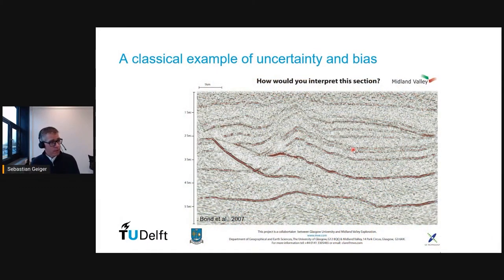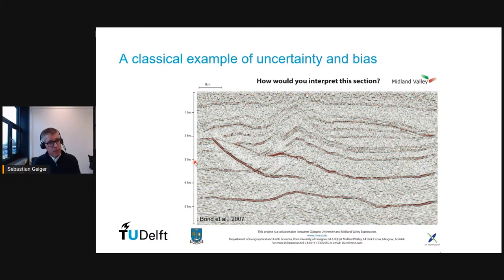Here's a classical example of uncertainty and bias. This is work that was done by Claire Bond at the University of Glasgow about 15 years ago. They created on a computer a synthetic sedimentological model, then used another computational software to deform that stack of sediment and create some geological structures. With a third package of software, they then created some synthetic seismic data. They gave this synthetic seismic data set, which you see here, to a large number of different interpreters.